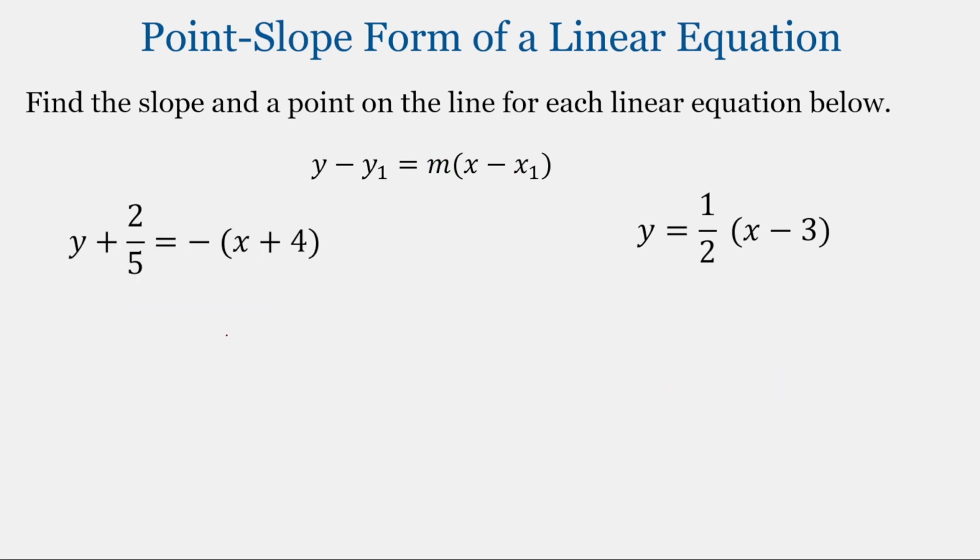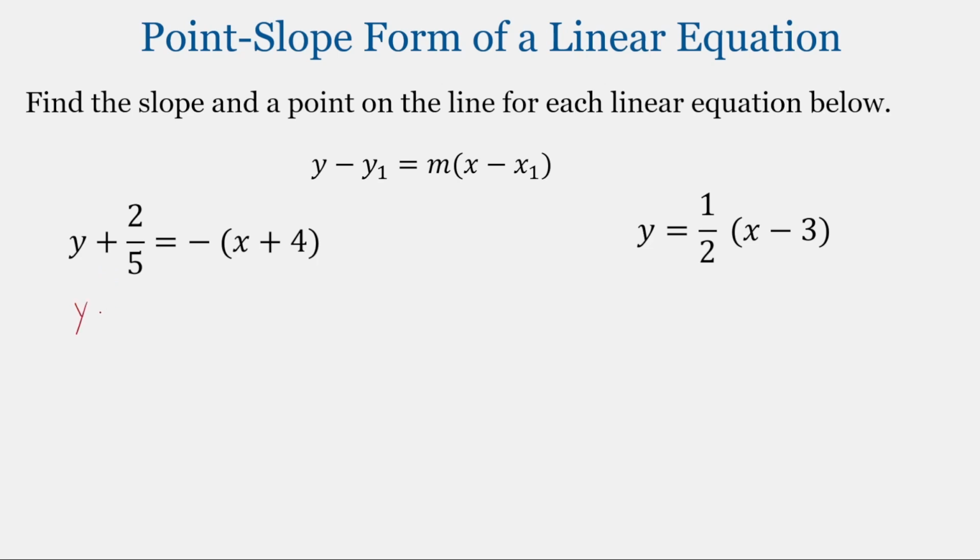So let's practice with two more. Again, we're going to be given an equation, and this equation is in point-slope form. And we're asked to find the slope of that line and a point on that line. So first I'm going to rewrite this equation so that we no longer have these additions. I'm going to convert these additions to subtraction like we have in the point-slope form.